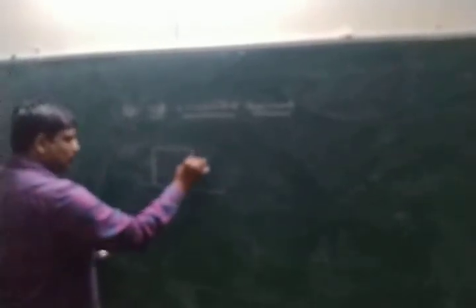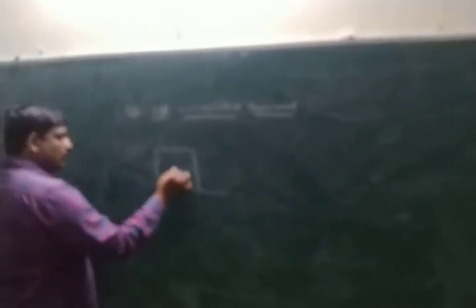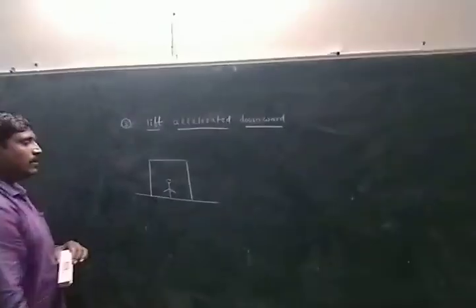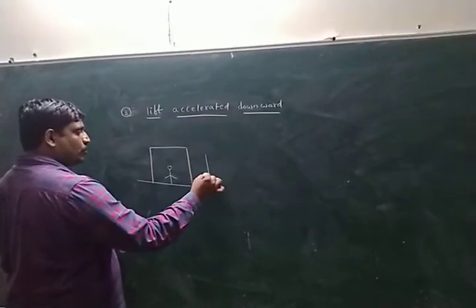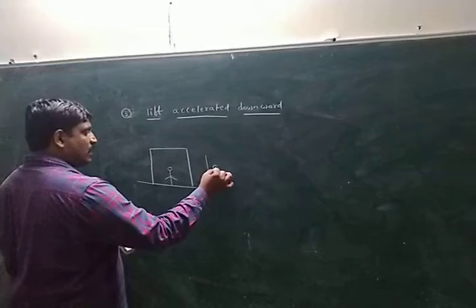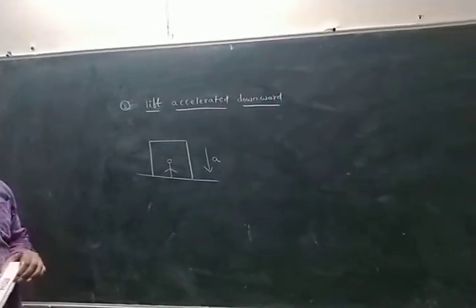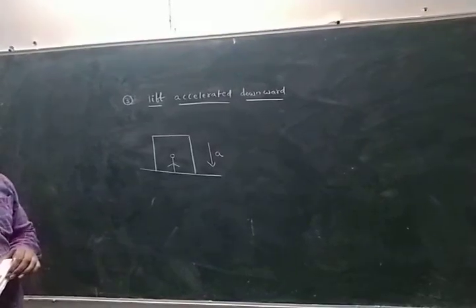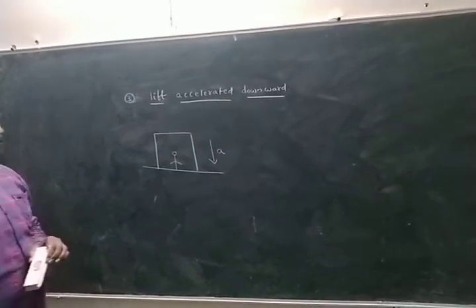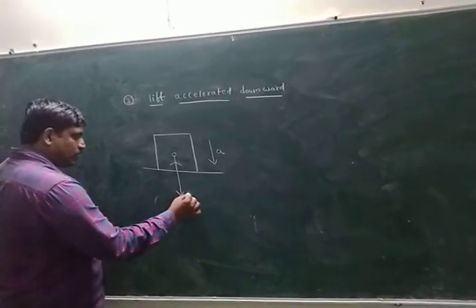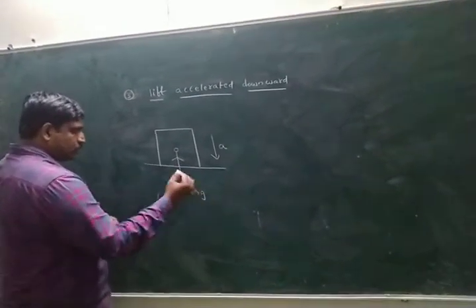This is the floor. This is the lift now. Here, a person inside the lift. Lift moving downward with acceleration a. Once again, I repeat, lift moving downward with acceleration a. In the situation, weight always acts vertically downwards.